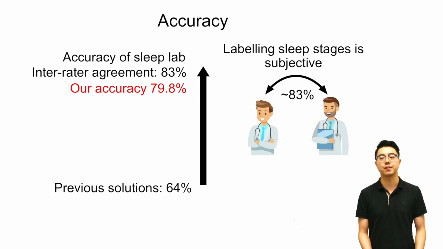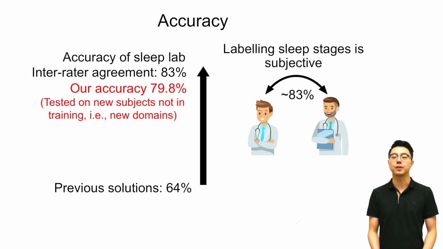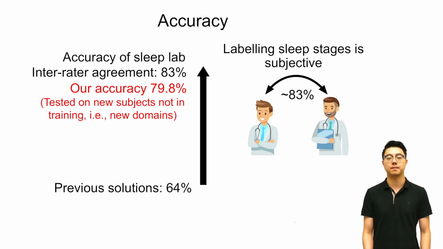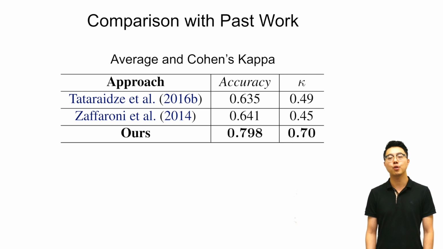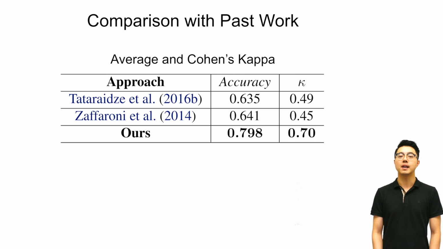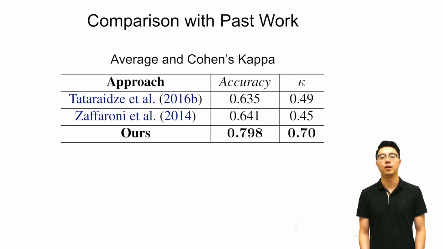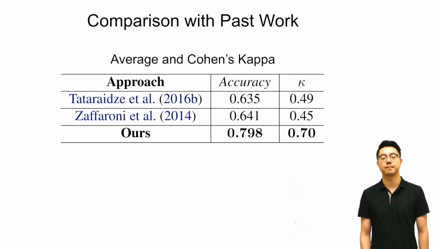It is almost 80%, which is pretty close to the accuracy of sleep lab. Also, this is the accuracy when testing on new subjects that we haven't seen in the training set. That is, this is a new domain. Let's also compare the kappa coefficient with past work. Kappa coefficient takes into account the possibility of agreement occurring by chance, and therefore is a more robust metric. As you see here, the kappa coefficient in past work was low. This is because the classes were unbalanced, which made the classification easier. In contrast, our model achieves significantly higher accuracy and kappa coefficient.